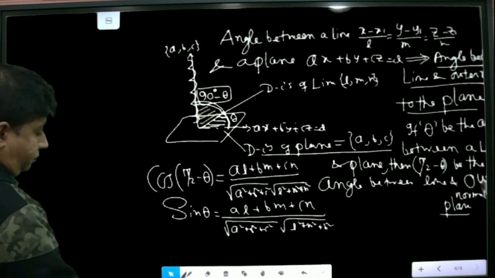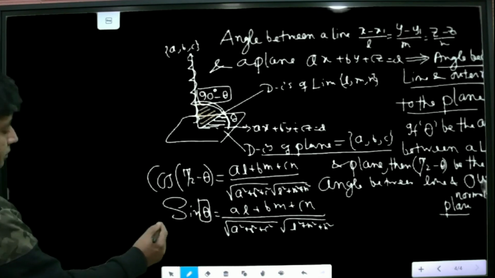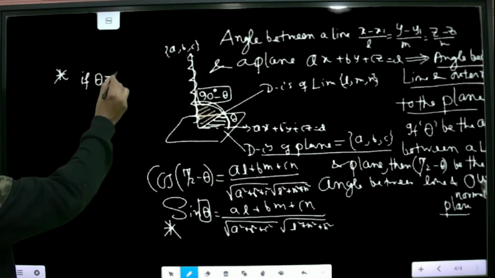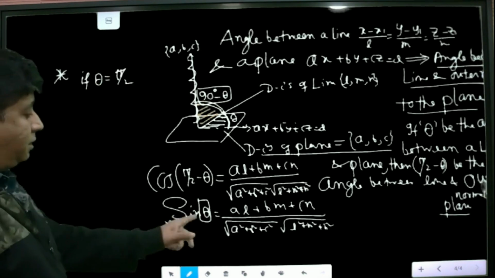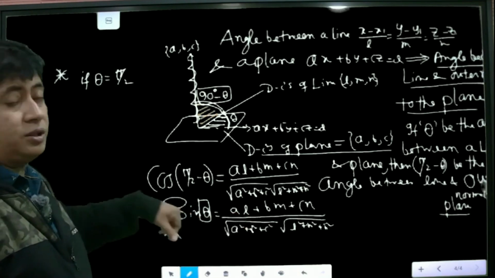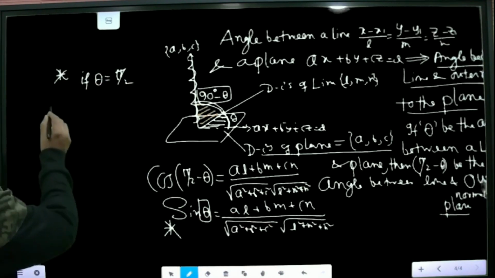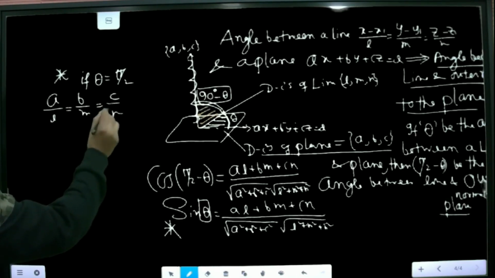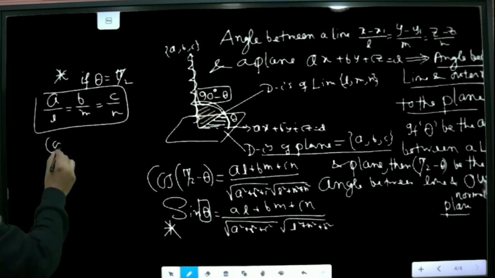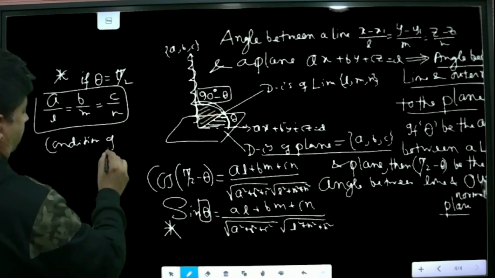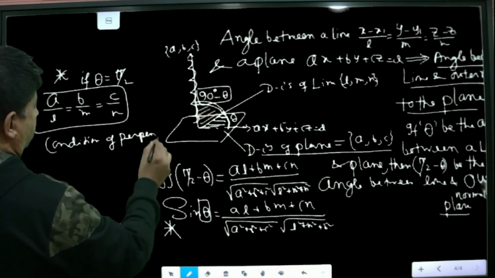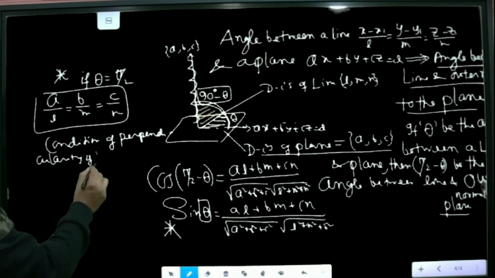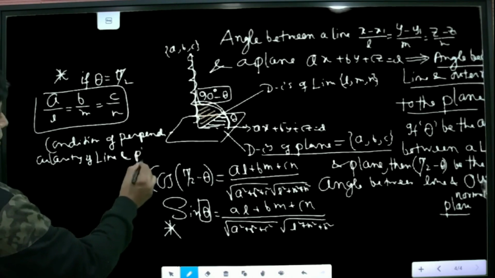Now if theta is 90 degree, from this state to this state, sin 90 is 1, put here, square both sides and simplify, you will get A by L, B by M, C by N. That is the condition of perpendicularity of line and a plane.